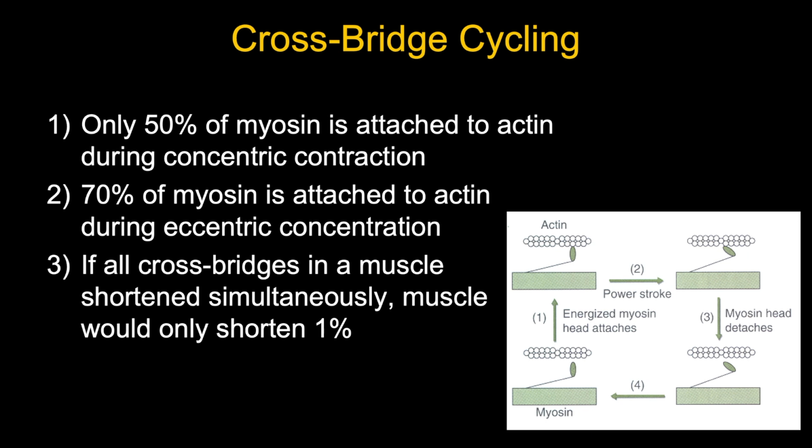It's interesting to note that during a concentric contraction, only 50% of myosin is actually attached to the active sites on actin. In contrast, during an eccentric contraction, 70% of myosin is attached to the active sites on the actin filament. If all of the active sites on actin were occupied by myosin and shortened simultaneously, the muscle would only shorten about 1%. So in cross-bridge cycling, we continually have the attachment and detachment of the myosin head from the active sites on the actin filament. This is what allows muscle to shorten and produce lots of force.